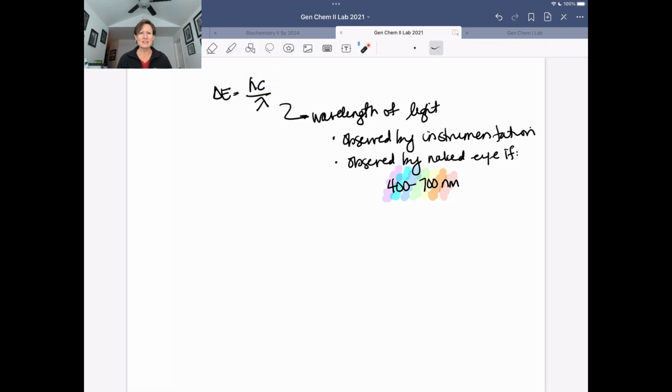H and C are just constants. H is Planck's constant. C is the speed of light. So those are fixed numbers. And so these are two variables that we're interested in, correlating the energy difference with a wavelength of light.